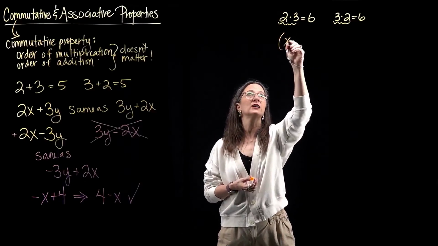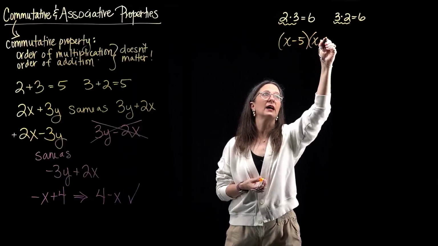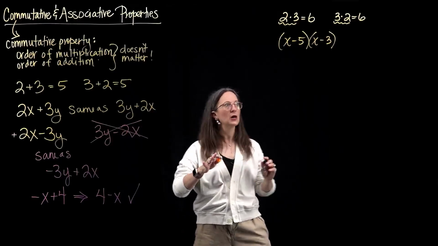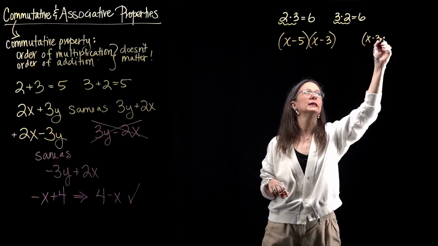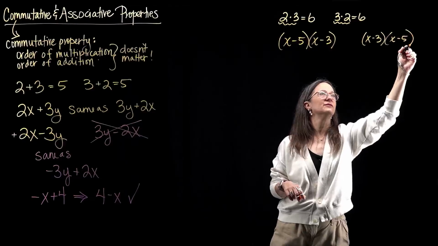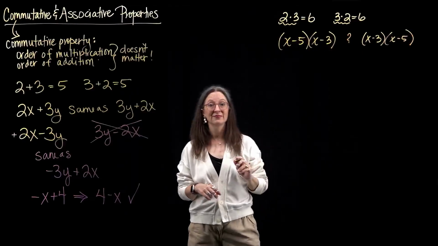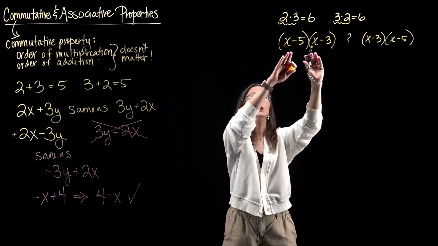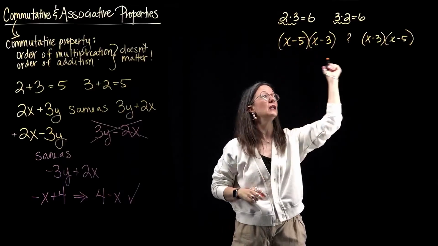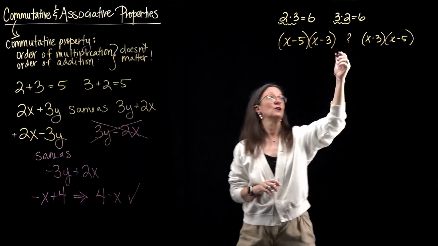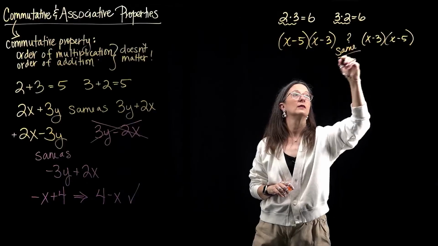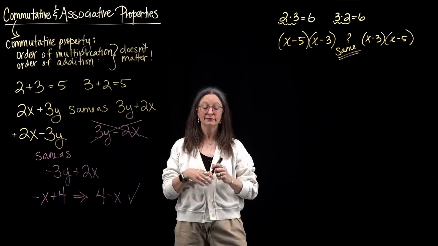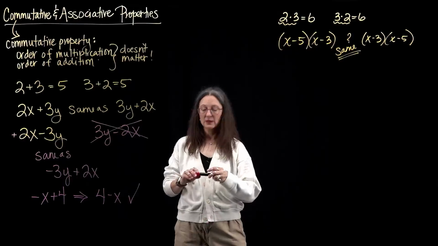So if you are factoring and you have x minus 5 times x minus 3 as your answer, what if the back of the book has x minus 3 times x minus 5? Are they the same? Commutative property of multiplication says yes, they are the same. We can switch the order of multiplication and we have the same answer.